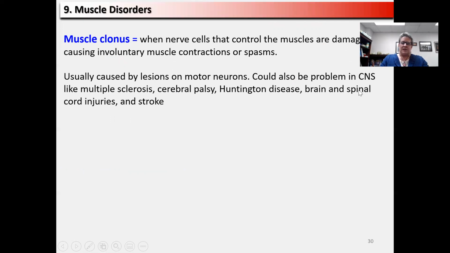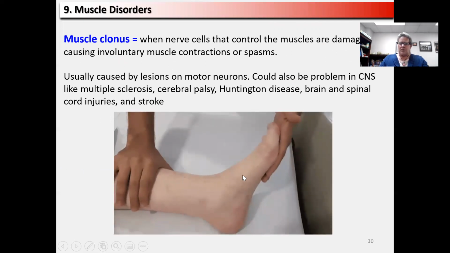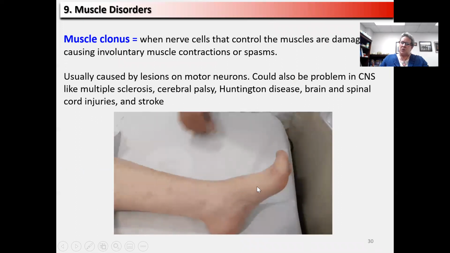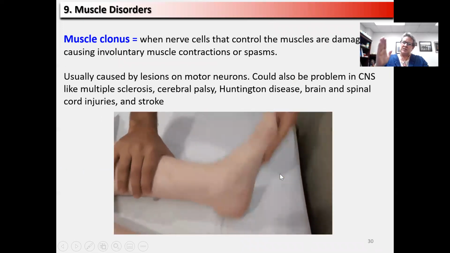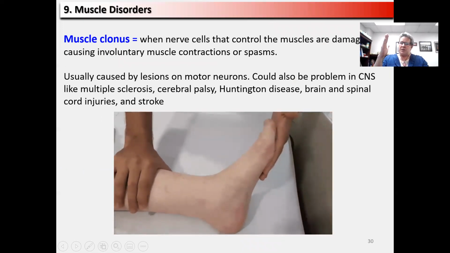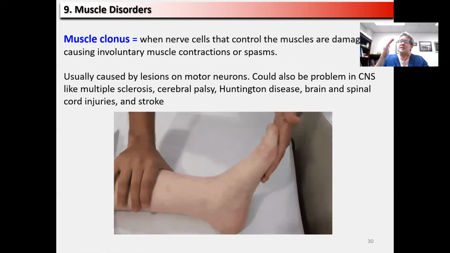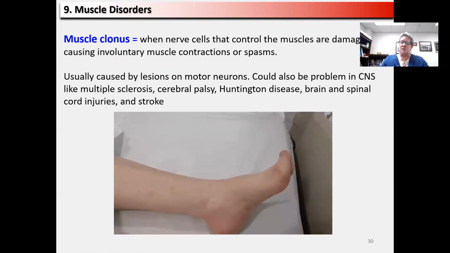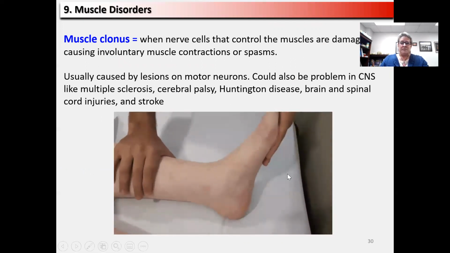And so, we're going to look at a GIF here of someone who's got a clonus in the muscles going to their foot. And when they put resistance on that foot, you get that trembling. That's called a clonus. That's abnormal activity. That's usually motor neuron damage.